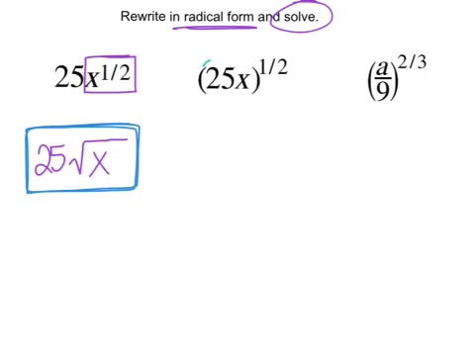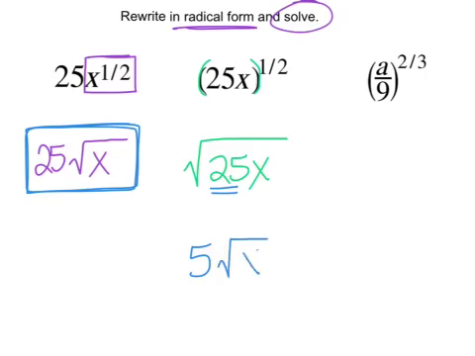Next problem, everything is raised to the 1/2. So everything is going to go inside our radical. We have a 25x. The power on all of this is 1, so we don't need to write it. Index is 2, don't need to write it. However, if we were going to solve this, we can take the square root of 25 to give us 5. And then we still have the square root of x. So our final answer, 5 times the square root of x.